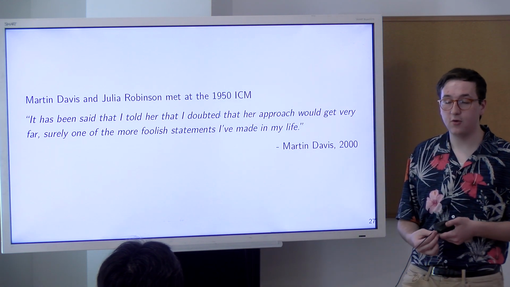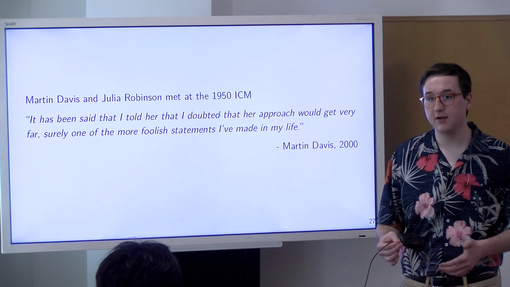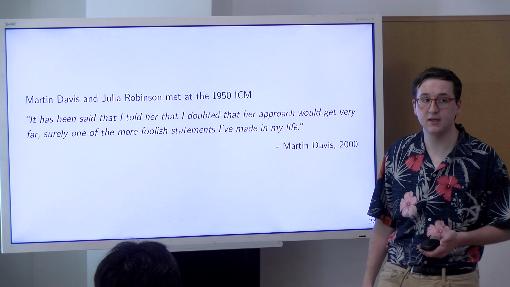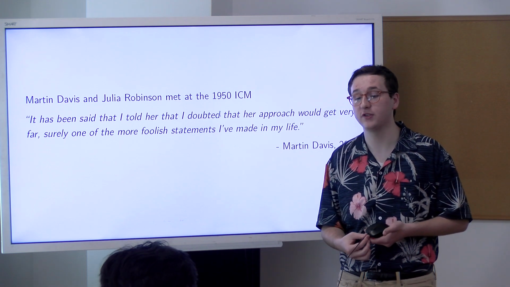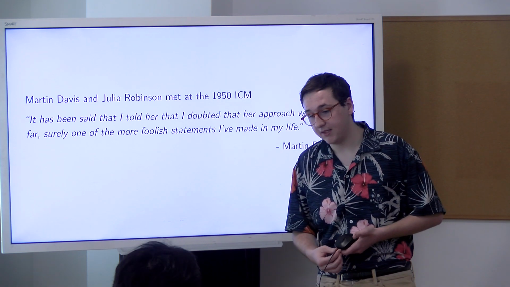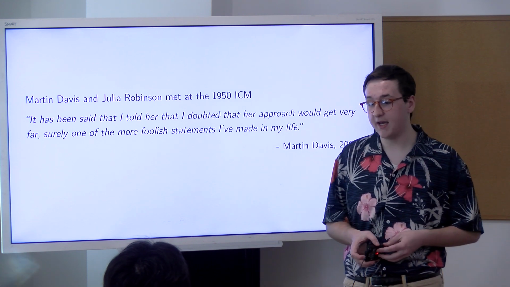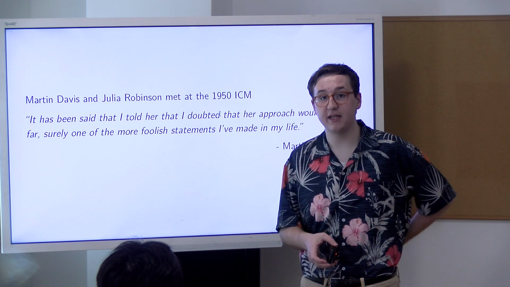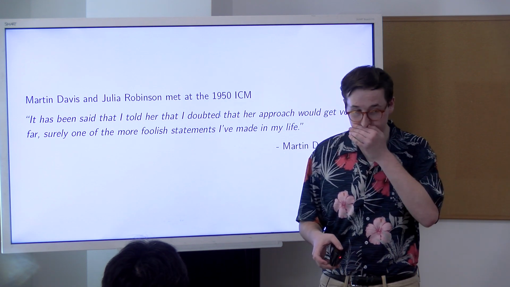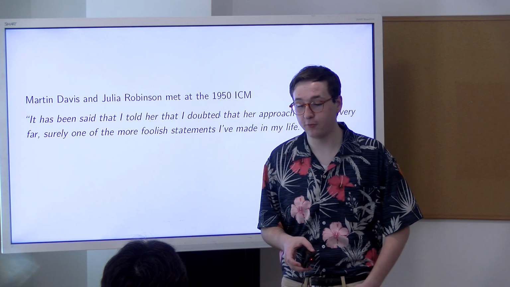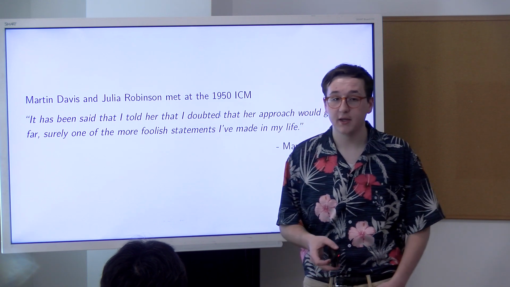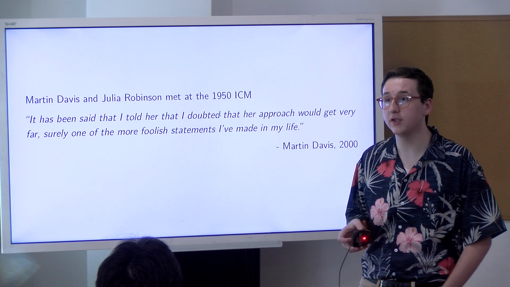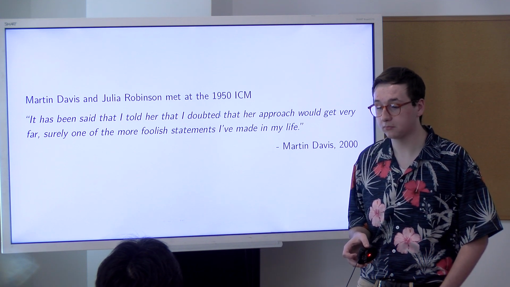So in 1950, Martin Davis and Julia Robinson, who were unaware of each other's work, met at the 50th International Congress of Mathematics. In a book by Martin Davis, he writes, "It has been said that I told her that I doubted that her approach would get very far, and surely one of the more foolish statements I've made in my life." So Julia Robinson and Martin Davis worked closely together towards the solution to Hilbert's tenth problem.